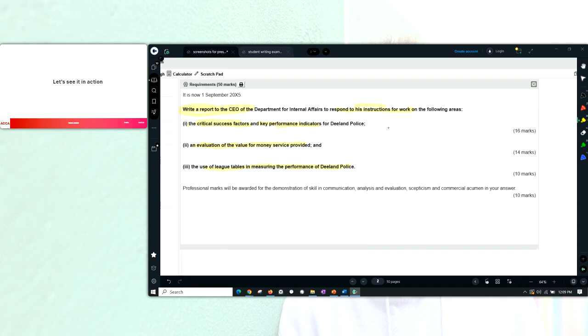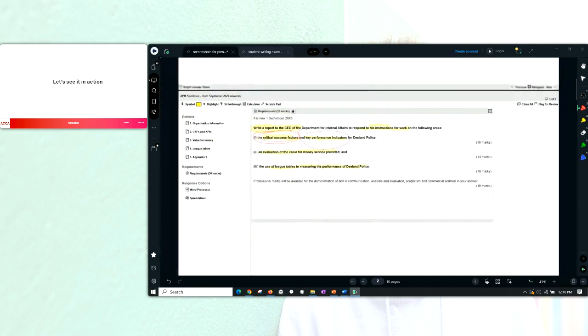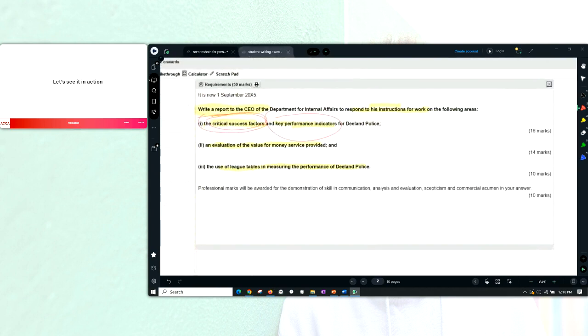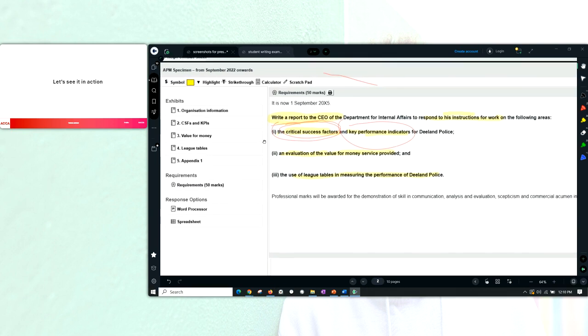But guys, I have a problem. What do I need to do with critical success? I don't know what to do. So this is the art of APM. We find the embedded requirements now. So look at this. Critical success factors is the task. And if I look at my exhibits, the exhibits line up with the requirements. And I see that it's the second exhibit that is linked to this requirement. The third goes with value for money. So I'm going to find the specific instructions in that exhibit.